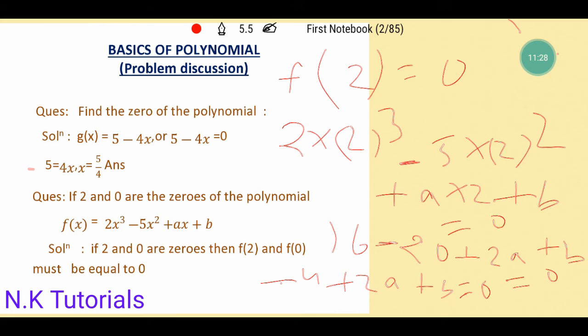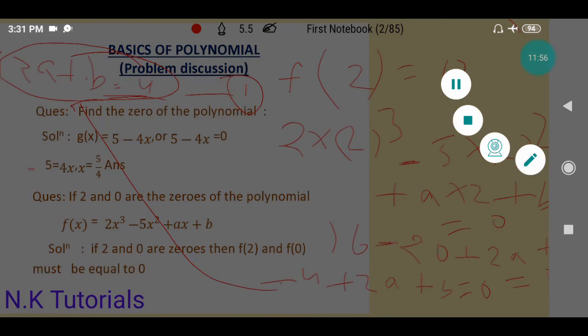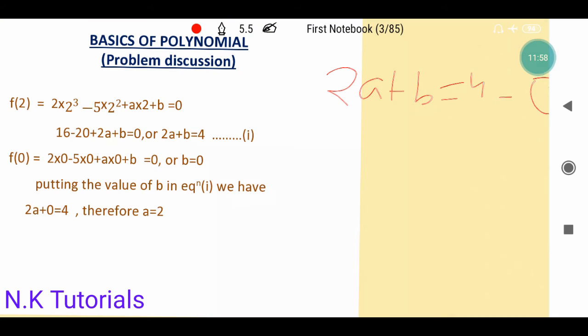Therefore 2a plus b is equal to 4. Okay, so we have found the equation 1. 2a plus b is equal to 4. This I have shown here. See this line. Okay, 2a plus b is equal to 4.